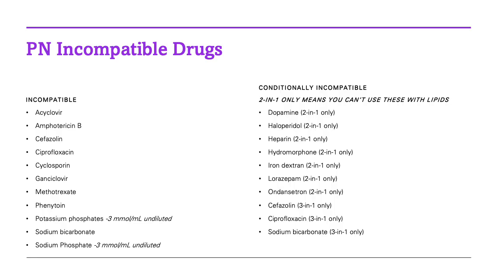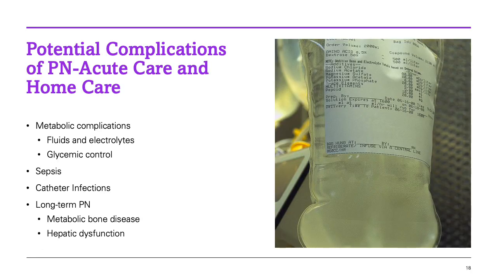compatible and incompatible drugs. Now we're going to start transitioning into potential complications of PN. Hospitalized patients often receive short-term PN. Complications can be minimized with effective management, so managing fluid and electrolytes, making sure we have good glycemic control. For long-term TPN patients, complications are going to be metabolic bone disease and hepatic dysfunction. And then sepsis can actually be a problem for both short-term and long-term PN patients. Good patient education and good catheter care can help prevent that complication.